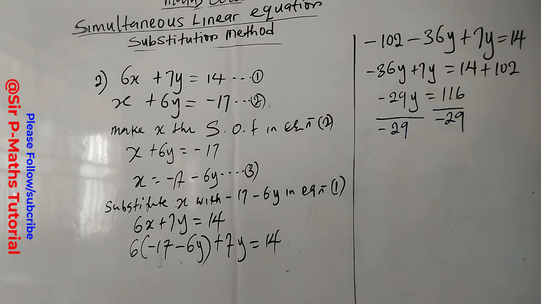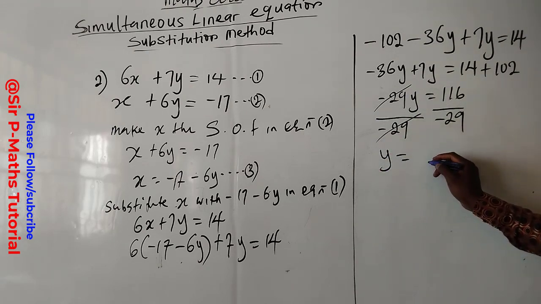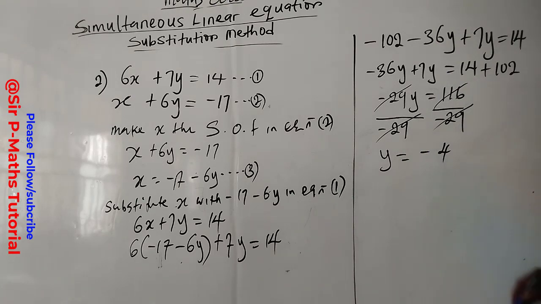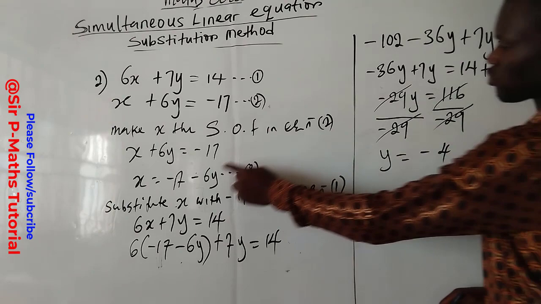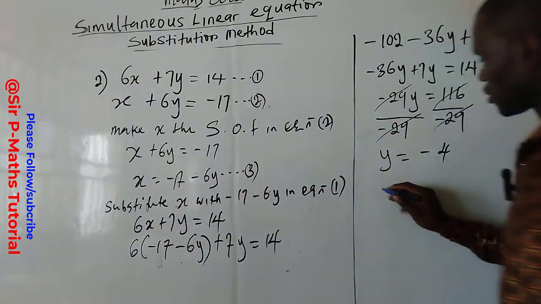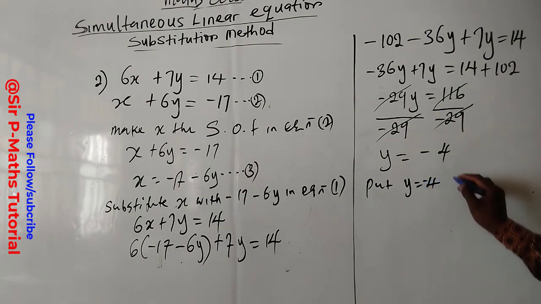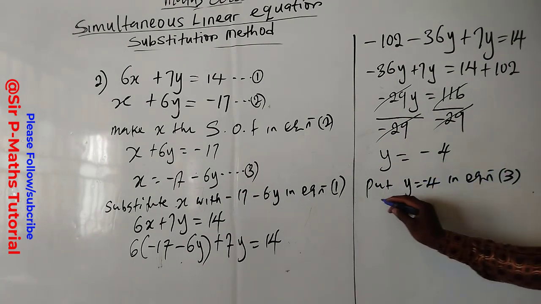Then we divide by minus 29. If I divide here, this will cancel this. My y is equal to minus 4. Dividing here and here will give me minus 4. Having gotten y as minus 4, carry minus 4 into equation 3 to get your x. Put y equal to minus 4 in equation 3.